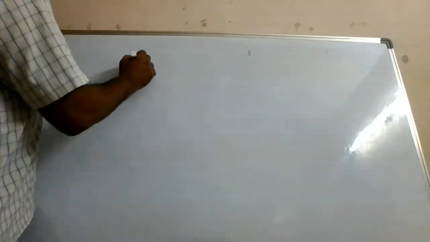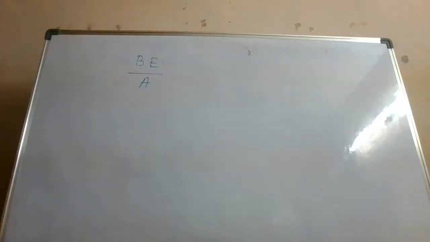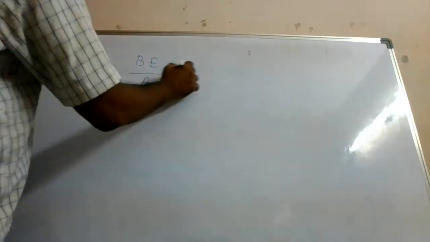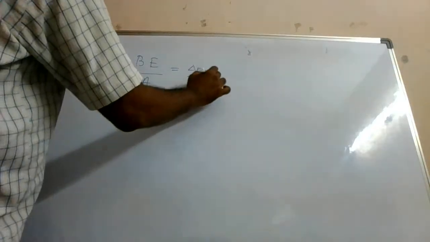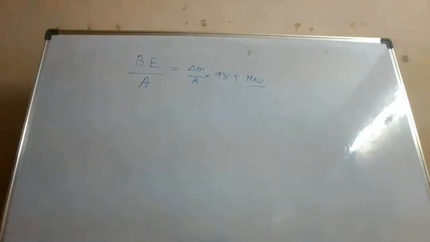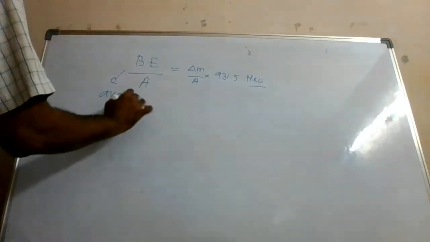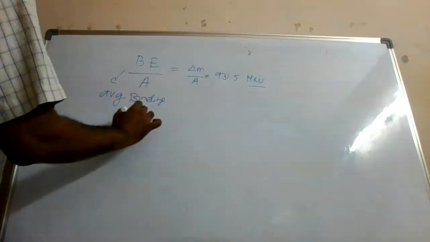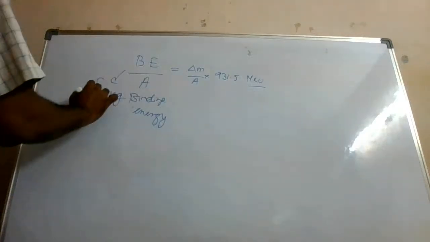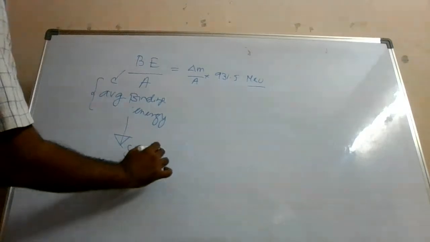Now we were talking about binding energy. Suppose this binding energy I divide by A. Now this is the average binding energy, and it is given by delta M by A into 931.5, the answer in million electron volts. What is this? Average binding energy. So this is also a parameter to understand the stability of a nucleus.